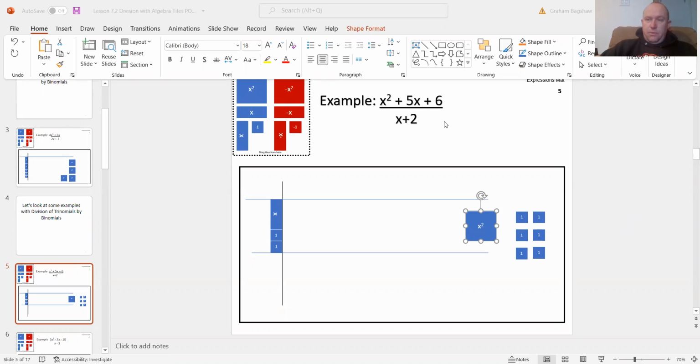Now, we could do this for this question, but unfortunately, we don't know how to work out x squared divided by x plus 2, and we don't know how to work out 5x divided by x plus 2. So we're going to use a slightly different method. We're going to go back to looking at tiles again.